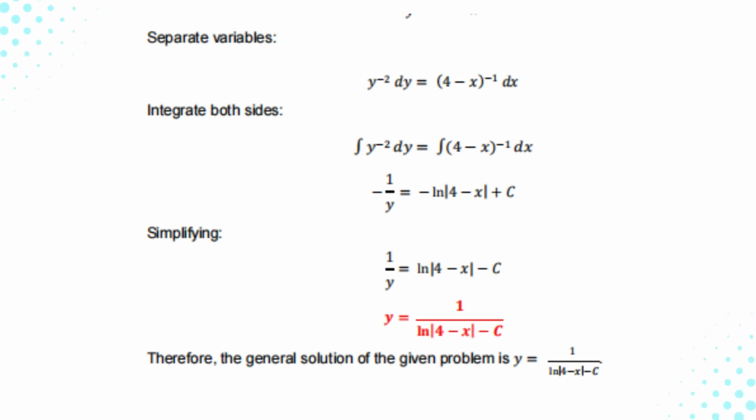So we have negative 1 over y equals negative the natural log of the absolute value of 4 minus x plus c. So multiply through by negative 1. Multiply both sides by negative 1 to clean up the signs. c is an arbitrary constant, so negative c is still just a constant, which we can call c. y equals 1 over the natural log of the absolute value of 4 minus x minus c.